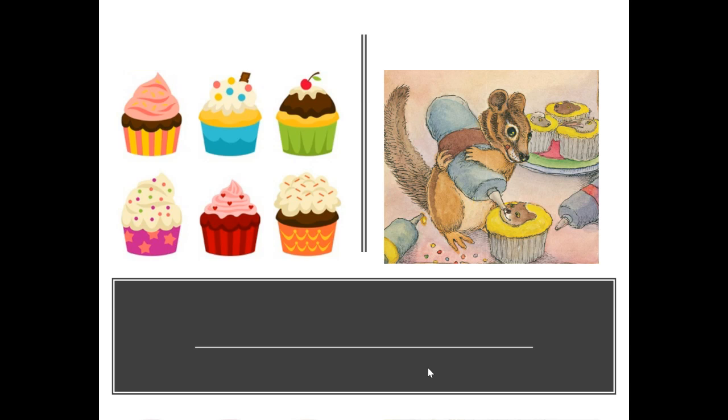Well, in the first picture, I notice 1, 2, 3, 4, 5, 6 cupcakes. In the second picture, I notice that the chipmunk is decorating a cupcake. So how are these pictures the same or similar? They both? Well, they both show cupcakes.